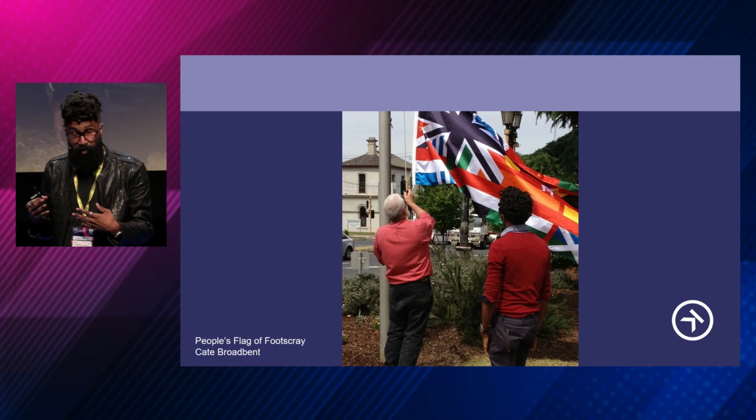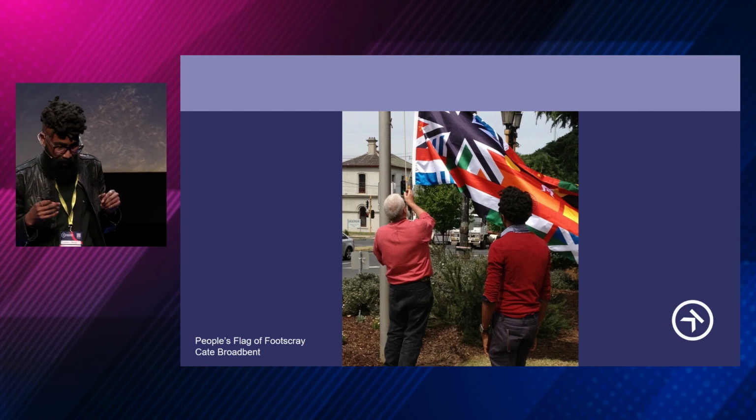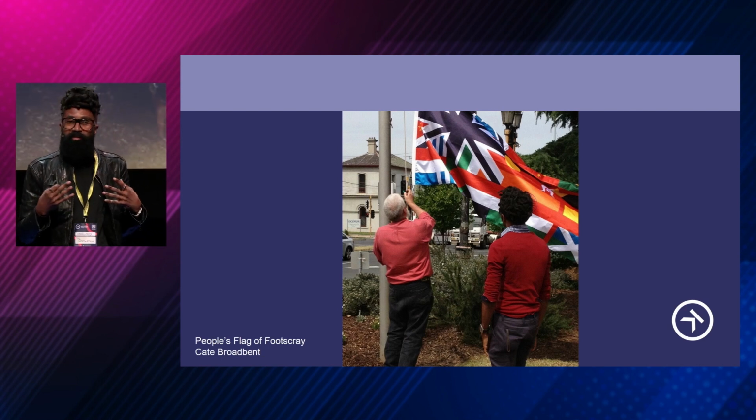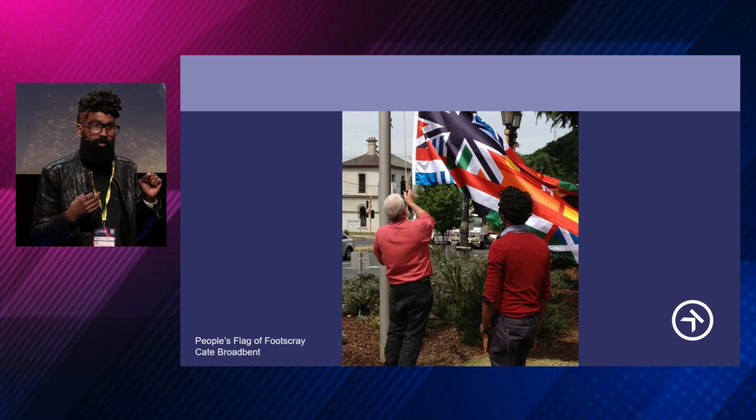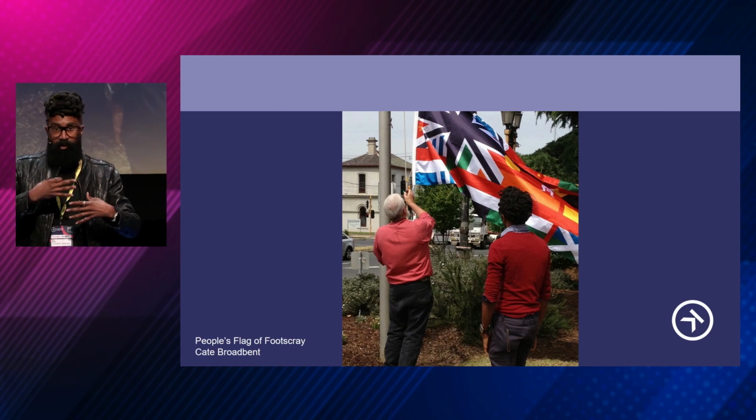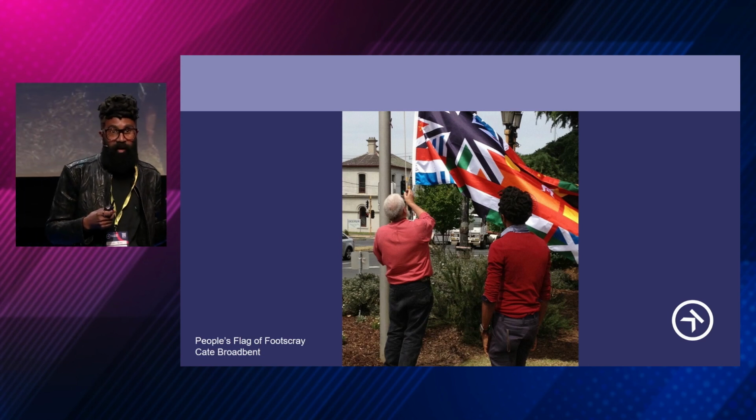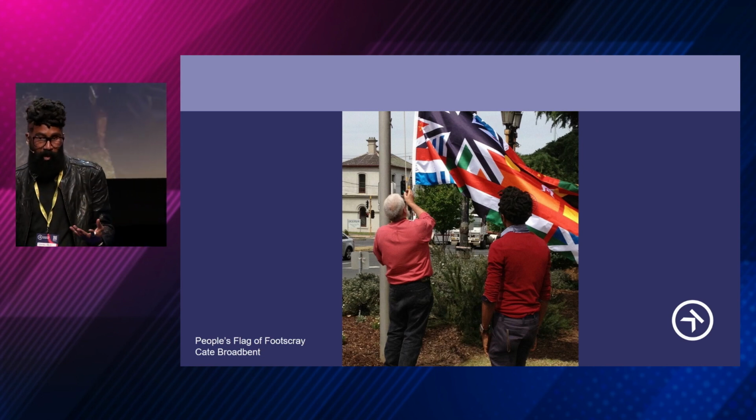This is called the People's Flag of Footscray. This is Australia, and I'm not going to get into locations too much in this presentation. But using the Australian flag as the base, we took an element of 16 cultures' flags and spliced them together to make a brand new flag. And so when we see this flag in this community, it means that we need to come together as a community to resolve a problem.